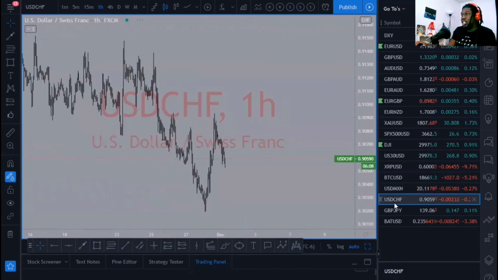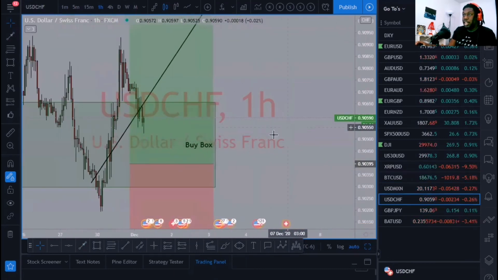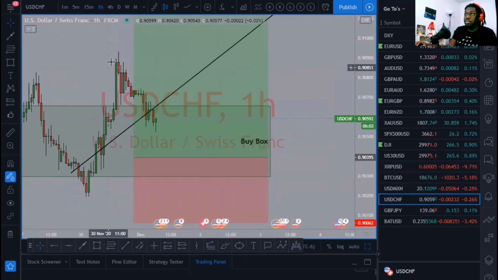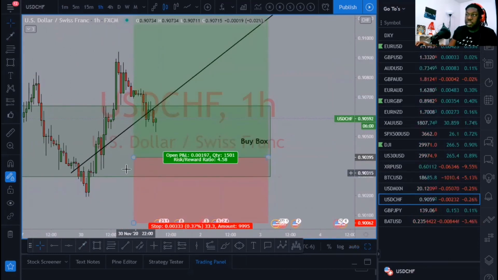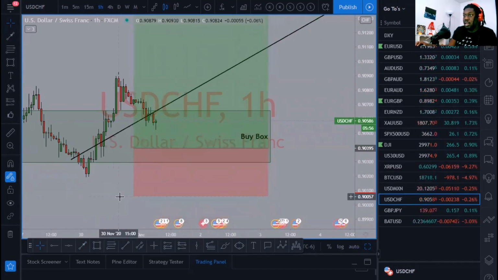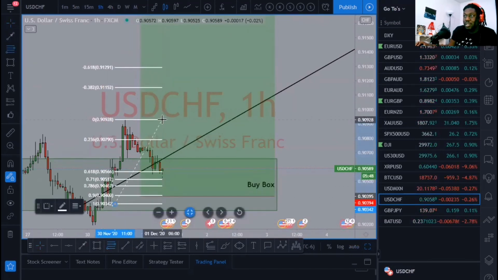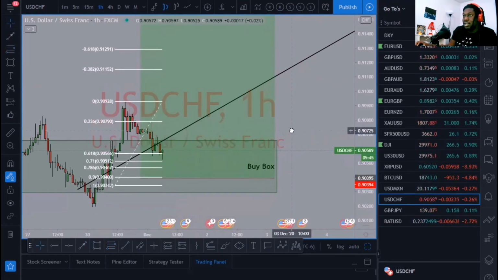Let's go on to USD CHF, because this is a pair that was trading yesterday. All right, so we got the impulsive move, then the retracement. I'm just going to go based off of right here. Oh, this is at break even, by the way. I have a feeling that price is at the 61.8 from this fib. Yes, perfect, 61.8. This is the fib where it's at.